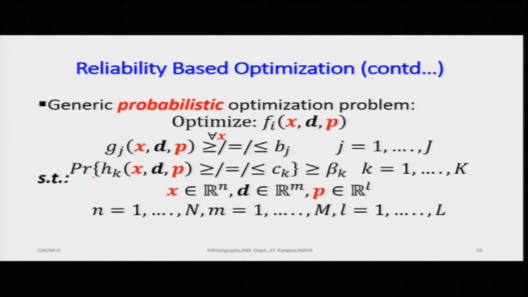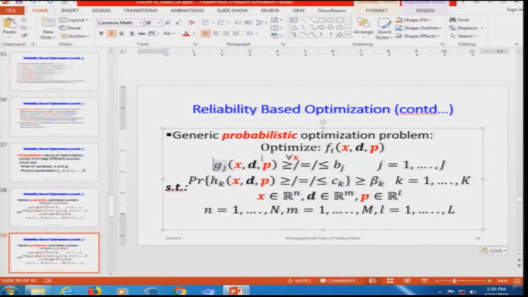While for the probabilistic part, I am considering the probability that the constraints would be violated or not violated by a level of reliability, which I will denote as beta k. So, beta k values will change from 1 to capital K. Now, let me highlight this in order to make you understand how this can be done. I will only concentrate on the probabilistic part, so it will be easier for me.